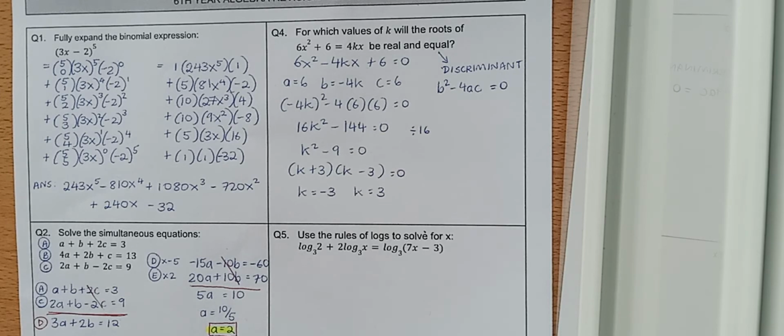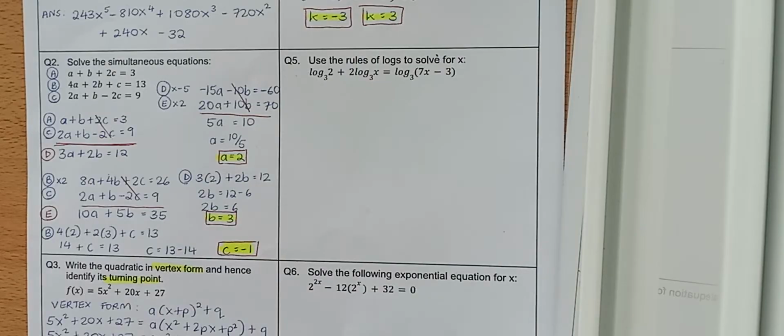And just notice in the question they talked about values of k, so they kind of give me a hint that I was expecting to have 2 answers there. Okay, question 5, rules of logs. Now you need to have your log tables obviously open next to you on page 21 when doing this question.